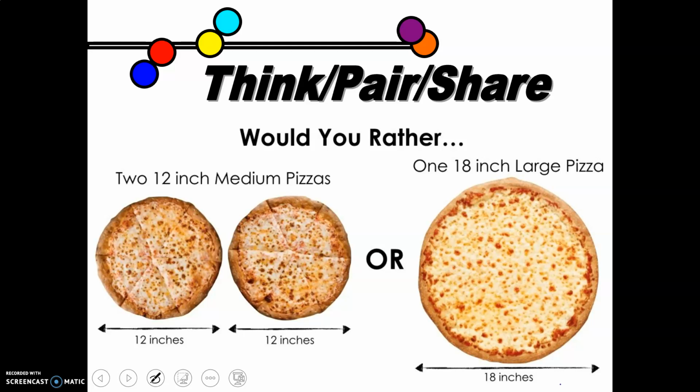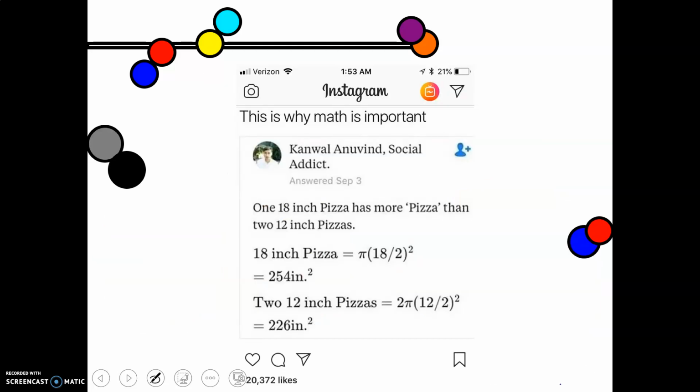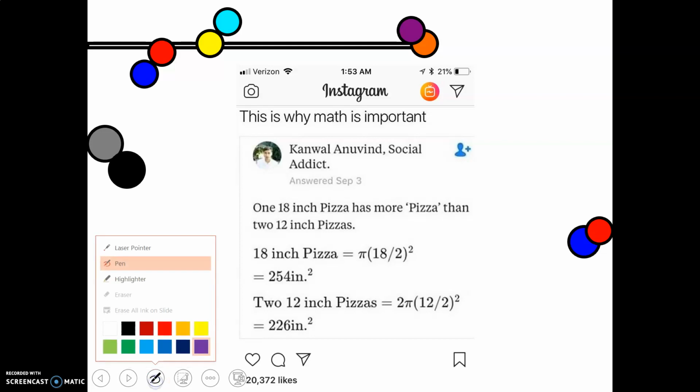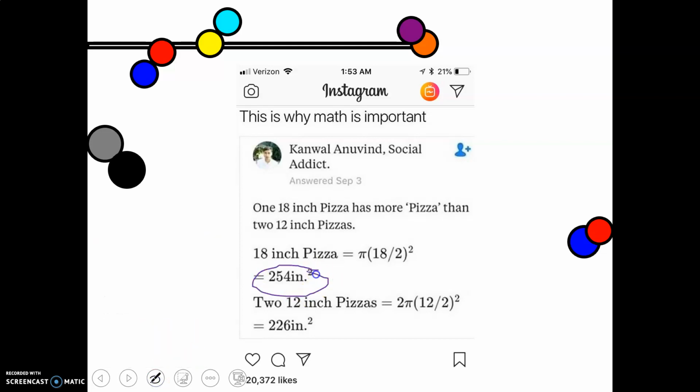Okay, so you'll be surprised. I came across this problem on Instagram one day, and the 18-inch pizza has more area when compared to those two 12-inch pizzas. Again, you might be surprised. An 18-inch pizza has 254 square inches of area, and two 12-inch pizzas have 226 square inches.